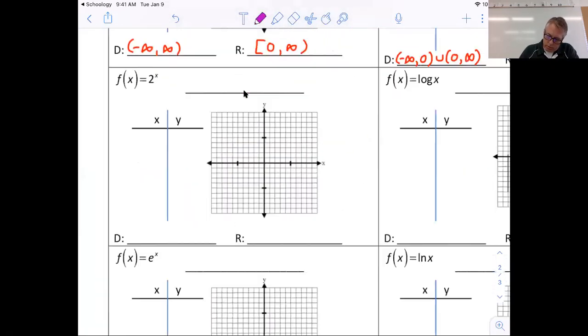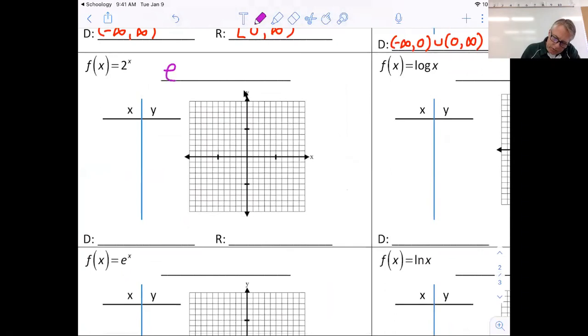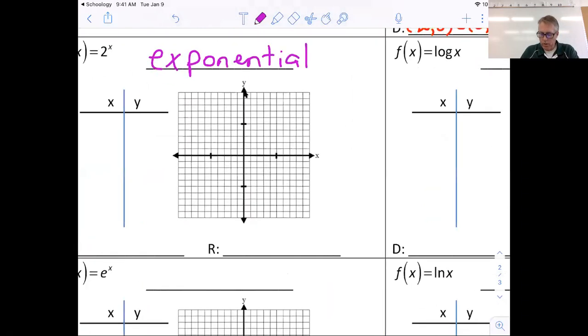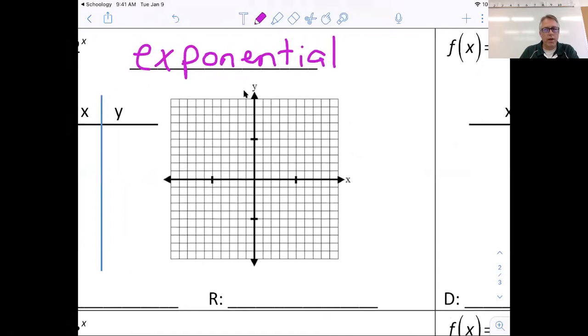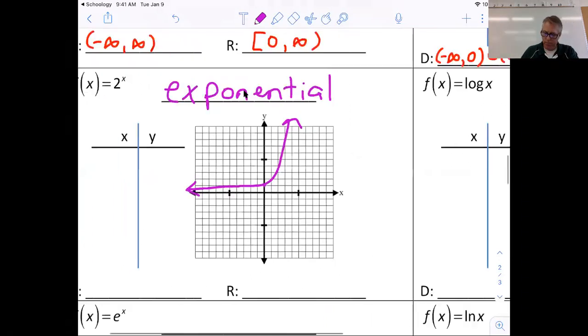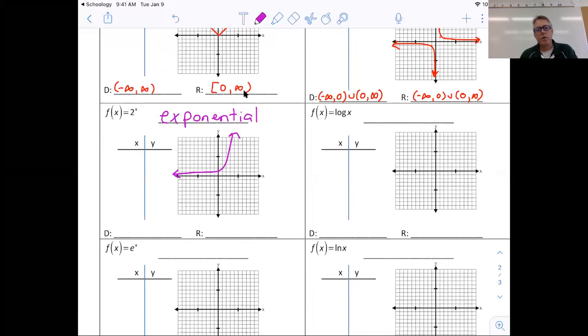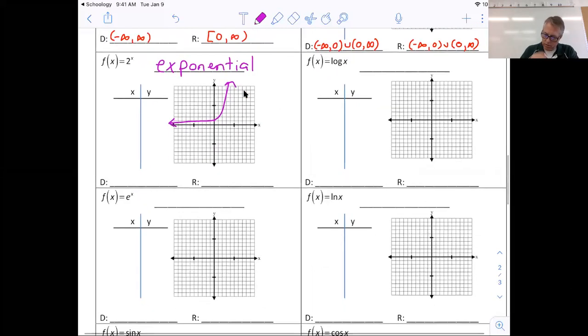So 2 to the x, that is the exponential function. And all exponential functions have the same basic shape. They go through 0, 1, and they have this J shape. And I'm not going to write down domain and range. We can talk about that stuff later. I'm just going to write down the basic shapes.